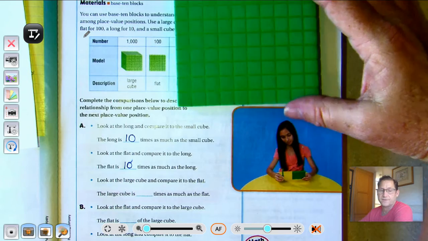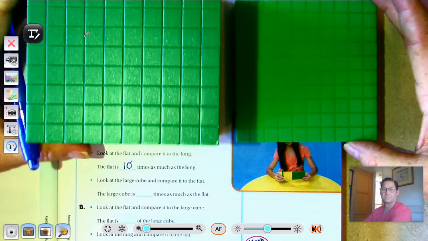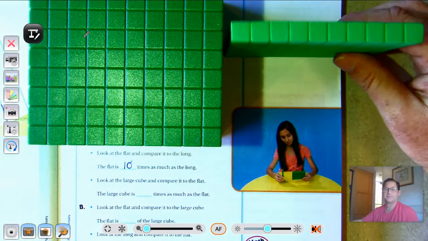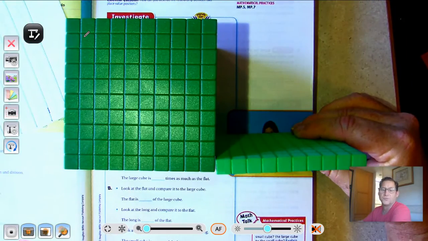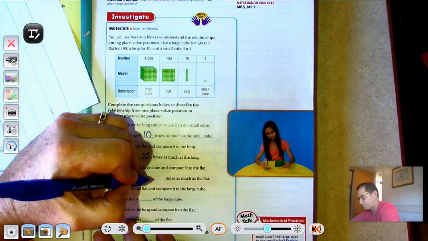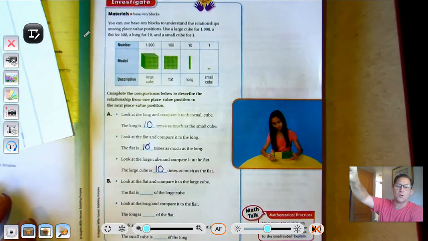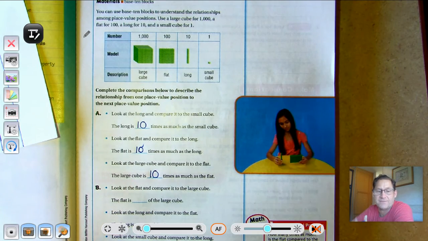Look at the large cube and compare it to the flat. The cube is 10 times as much as one flat. Okay, now, so that's going from a smaller unit to a larger unit. It's going to take 10 of the smaller ones to equal one of the larger place values.